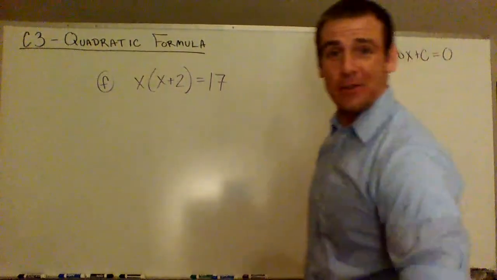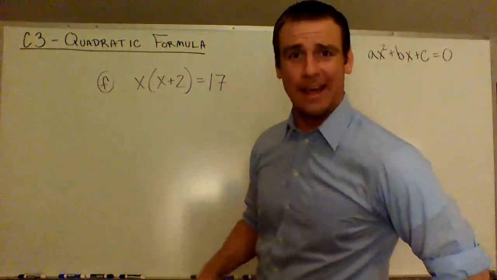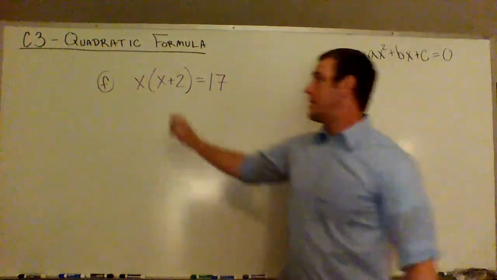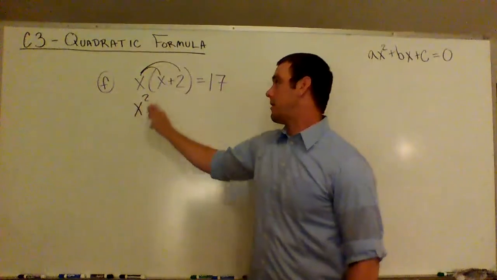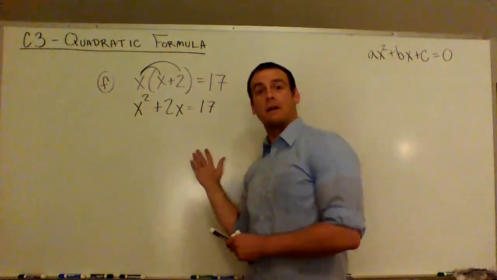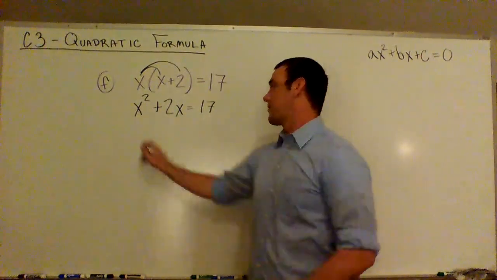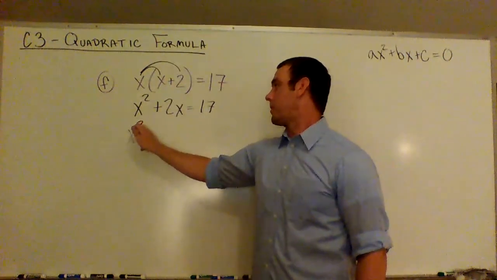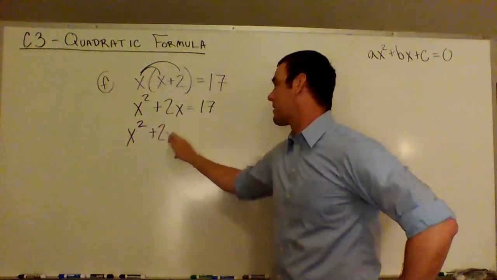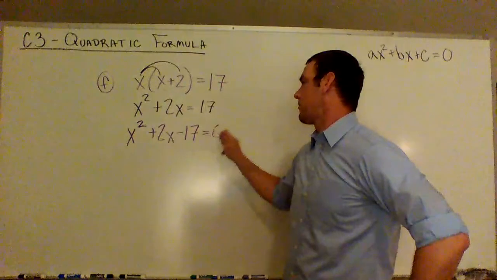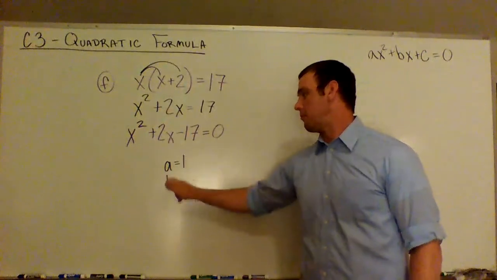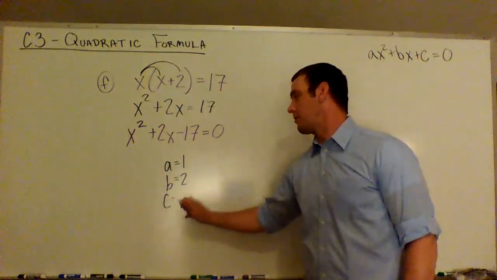All right, we're back. How'd that go? Pretty good? I thought you were kind of getting the hang of this. So the first thing I want to do here is get it in this form. I got to distribute my x. x squared plus 2x equals 17. Now, let's get it all on the left side. x squared plus 2x minus 17 equals 0. So, as we go through this, a would equal 1, b would equal 2, c would equal negative 17.